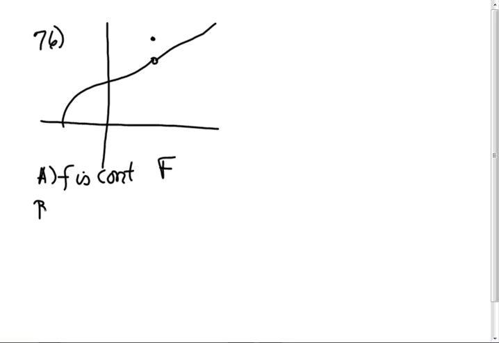But let's look at B just to make sure we understand things. It says f has a relative maximum at x equals a. Now, we haven't done that, but that's why this one kind of doesn't apply. But within this neighborhood here, is there a maximum value?